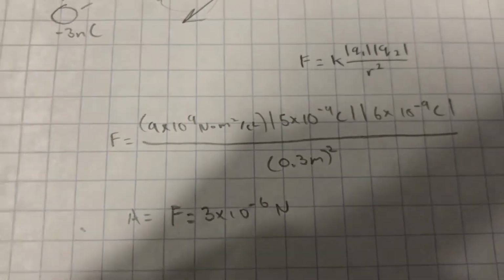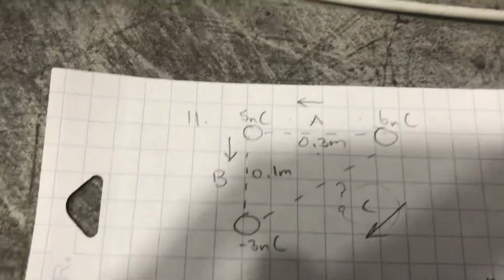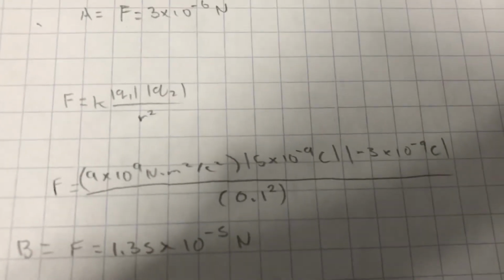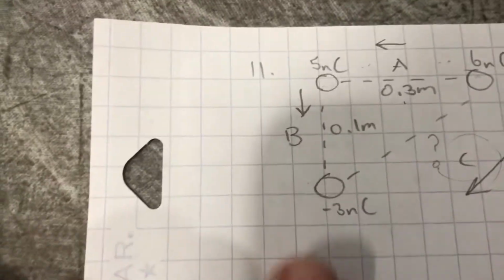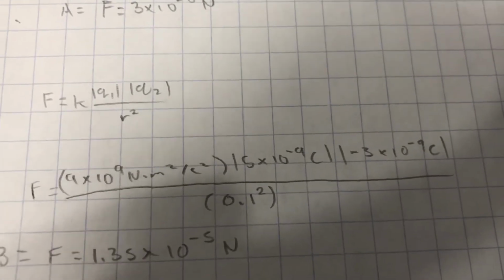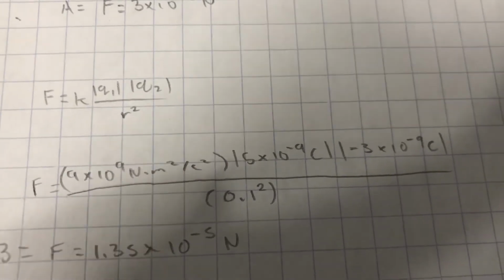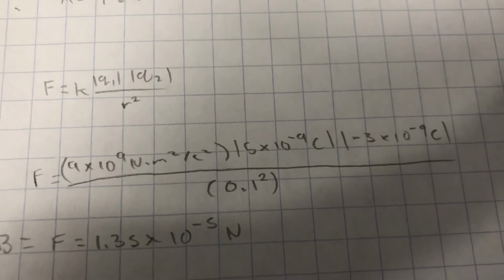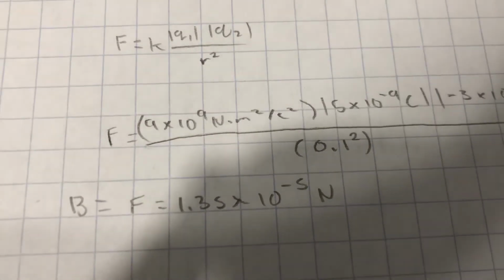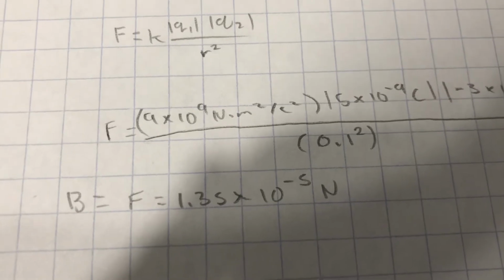And so we found A, right? Now we need to find B. So for B, I did the same thing, except now we have to use -3 and 5. So we did that, an absolute value. So the -3 will just be a 3 in your calculator, over 0.1 squared. And so the force of B, I get 1.35 times 10 to the negative 5 newtons, rounded.